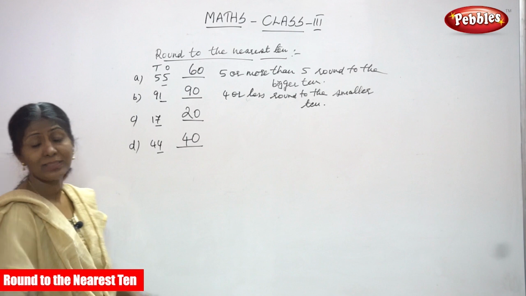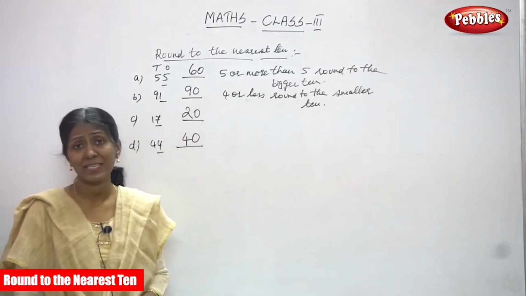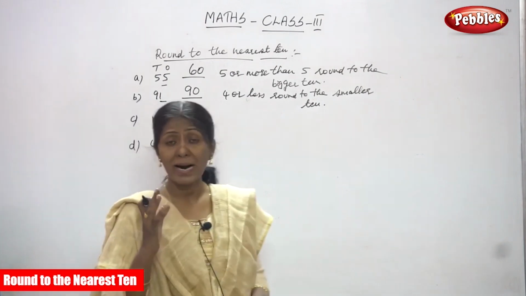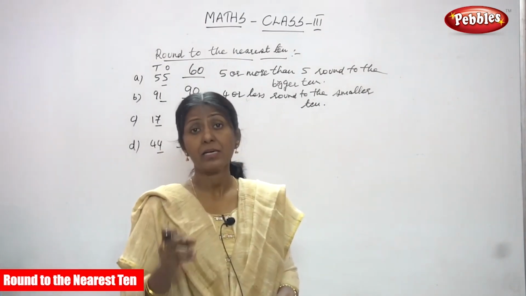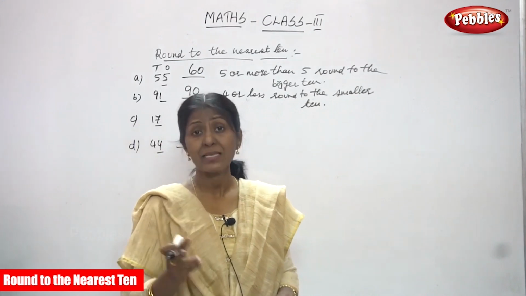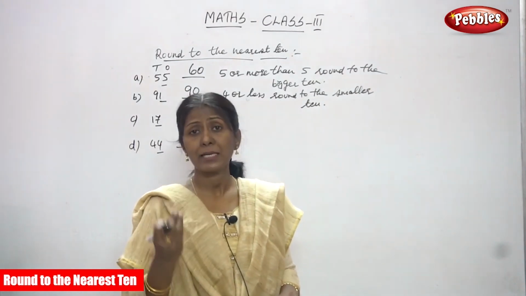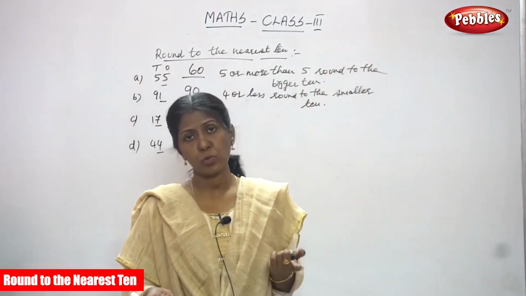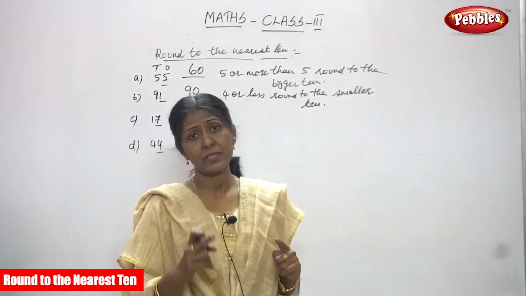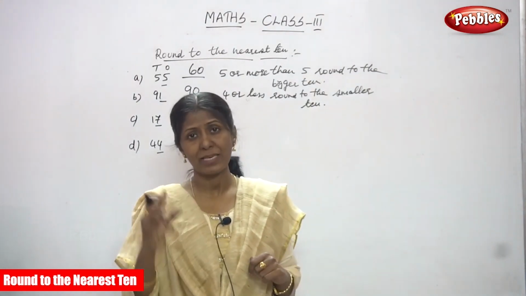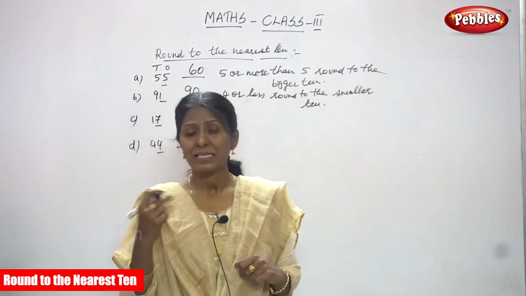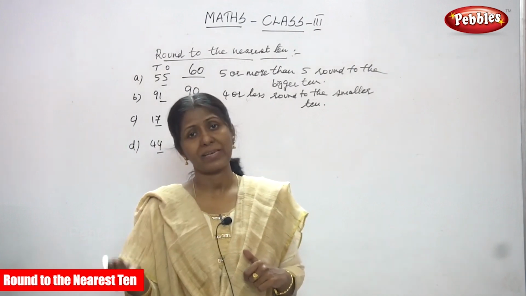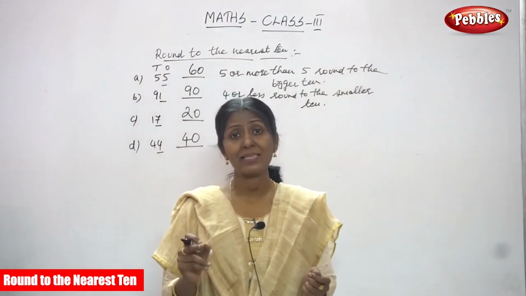This is how we round to the nearest 10. I think you understand the concept. But before you do the sum, you have to understand the question very clearly. First you have to look at the ones digit. Then you have to find out which rule it comes under, whether it is the first rule or the second rule. First rule: if the ones digit is 4 or less, we have to round to the smaller 10. Second rule: if the ones digit is 5 or more than 5, round to the bigger 10.